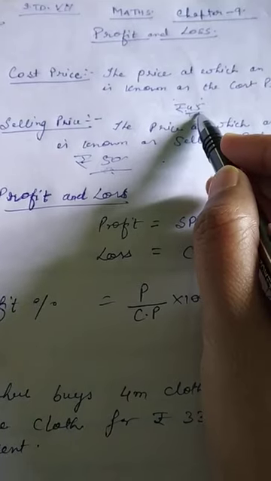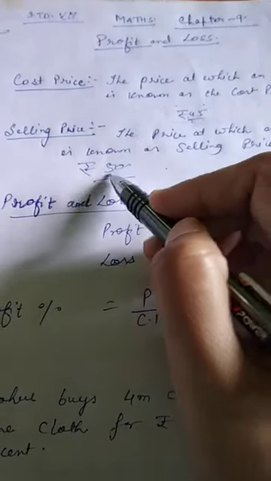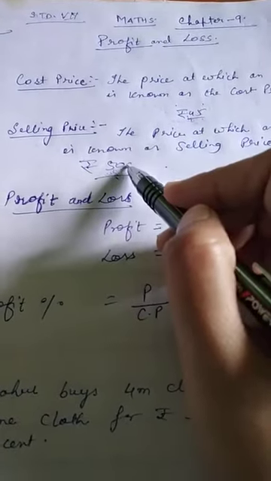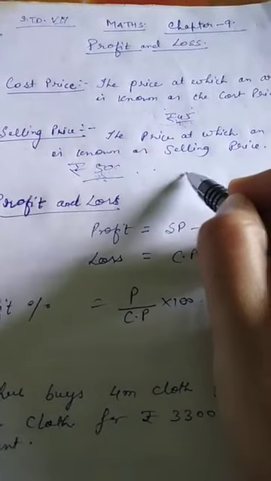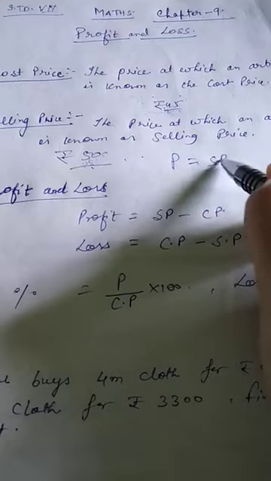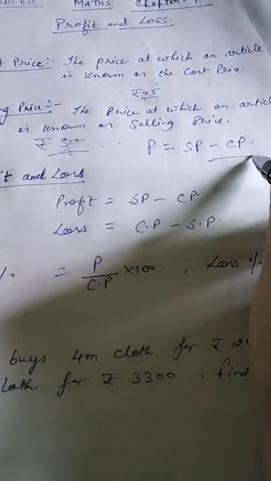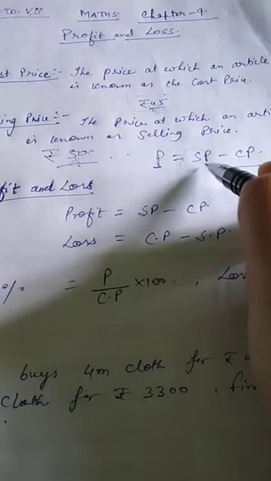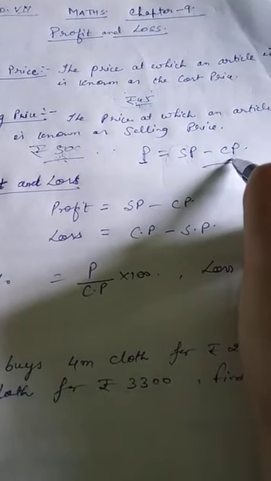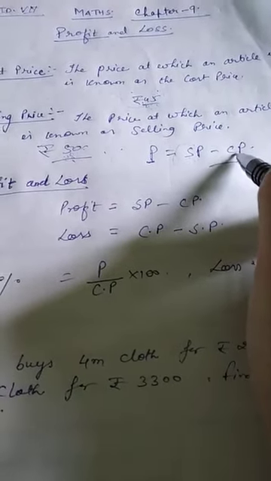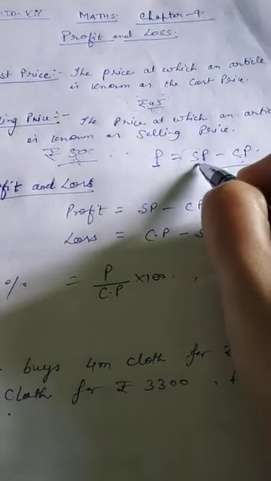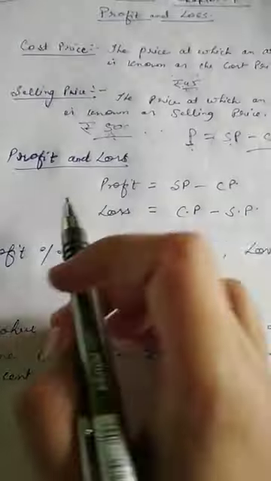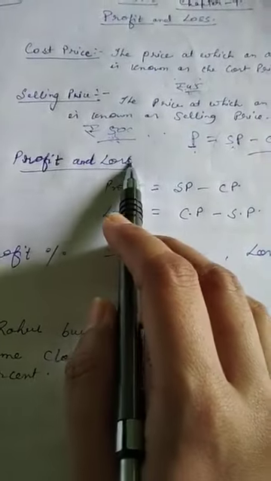Here you can see 50 is more than 45. Whenever the selling price is more than the cost price, there is a profit. So profit is equal to selling price minus cost price, because in the case of profit, the selling price will always be bigger than the cost price. So we always subtract the cost price from the selling price in the case of profit.